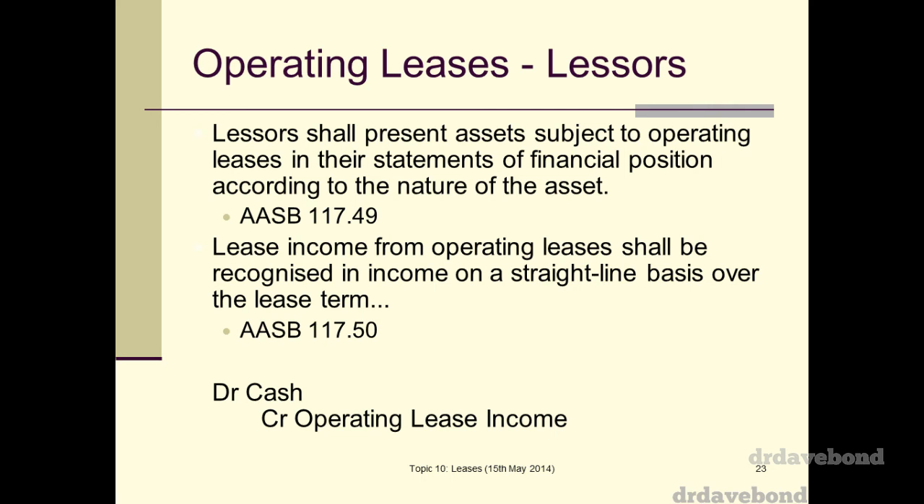So it is simply debit cash, credit revenue. So it would be debit cash 16.1, credit revenue 16.1. That's it. The asset never disappeared. We show the payments as they come in, and that's all that happens.